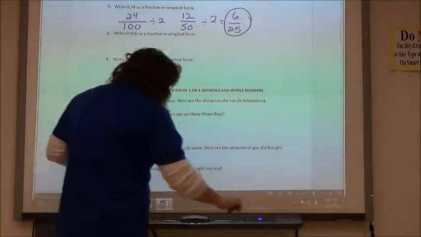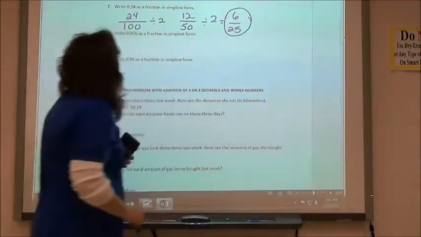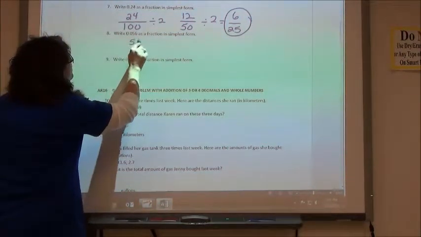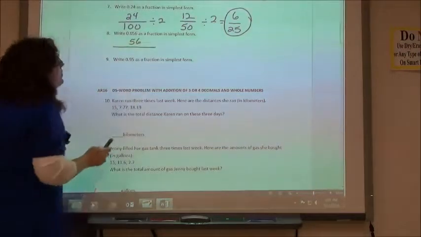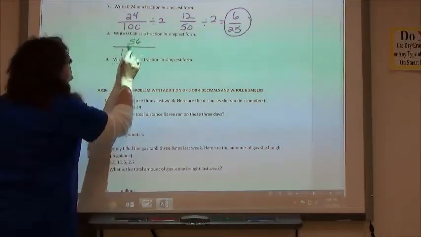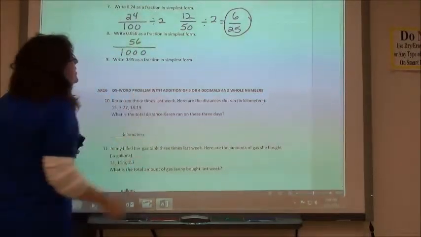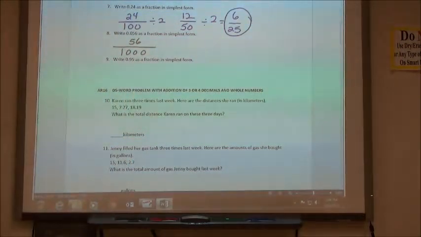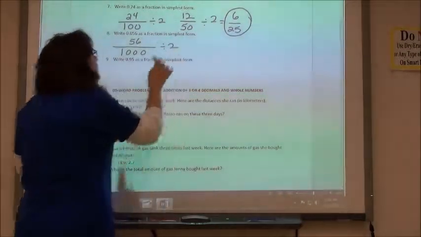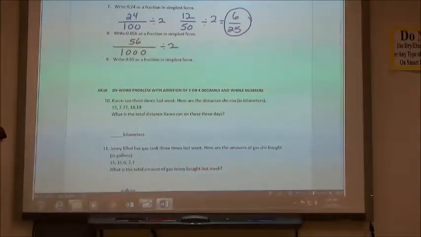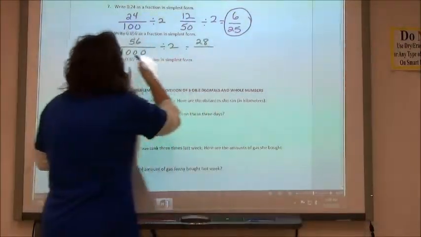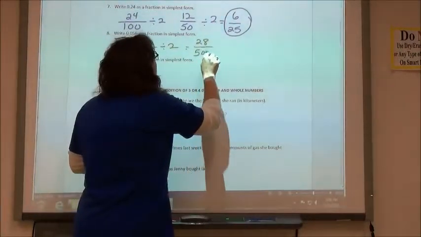So number 8, if I want to write that as a fraction in simplest form, again, I could ignore the zeros. I have the number 56 without the decimal, and then I'm going to have a 1, and I have tenths, hundredths, thousandths, 3 places after the decimal, so 56 thousandths. Again, both of those are even, so I can divide by 2. 56 divided by 2 is 28. 1,000 divided by 2 would be 500.